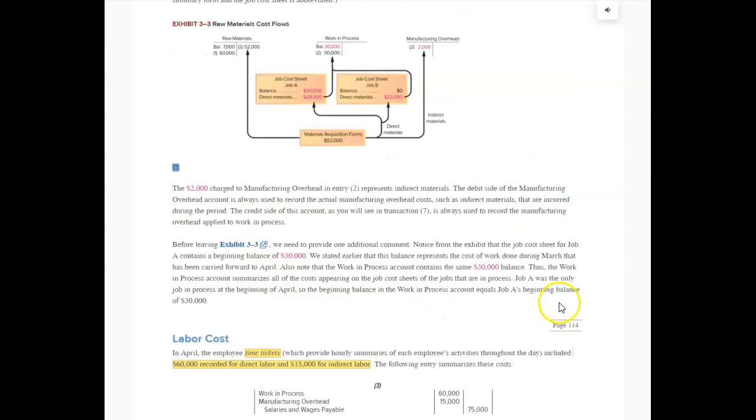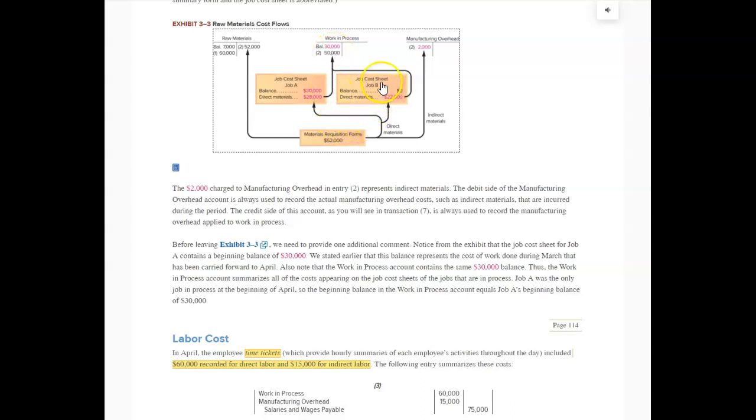This is showing what we just talked about. We had $7,000 in raw materials inventory to begin with. We purchased 60. Now we're using 52. So we're going to credit to lower the raw materials inventory account $52,000. And we keep up with that on this materials requisition form. The part that ends up being direct materials goes into the work in process inventory account. It goes to the job cost sheet and then to the work in process account.